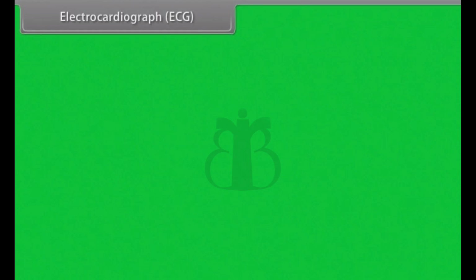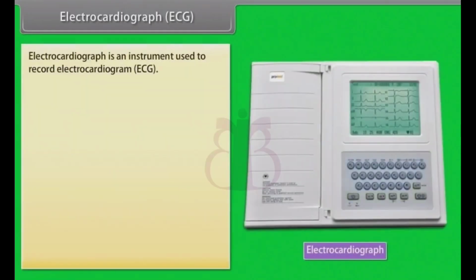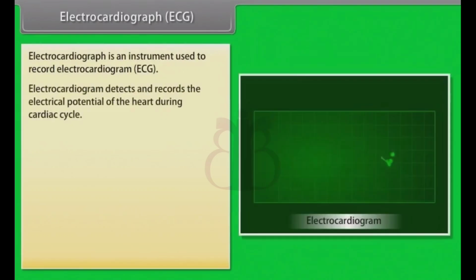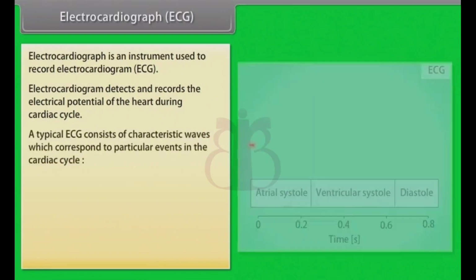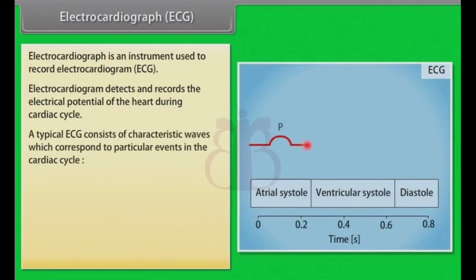Electrocardiograph (ECG). An electrocardiograph is an instrument used to record the electrocardiogram (ECG). An electrocardiogram detects and records the electrical potential of the heart during the cardiac cycle. A typical ECG consists of characteristic waves which correspond to particular events in the cardiac cycle.